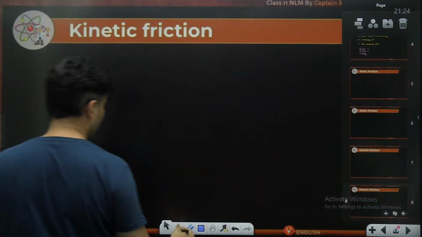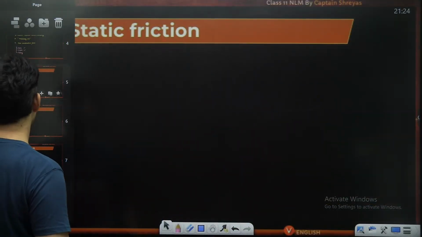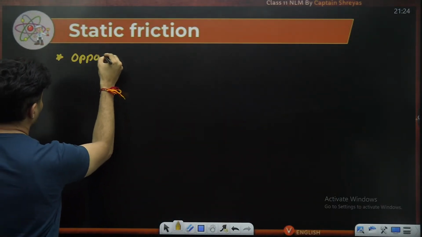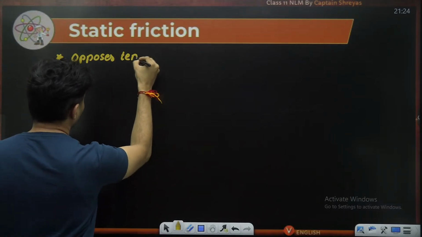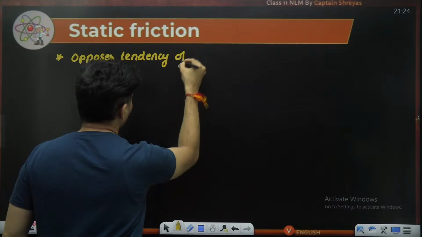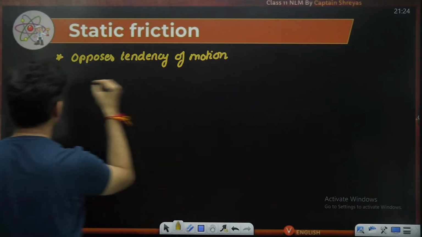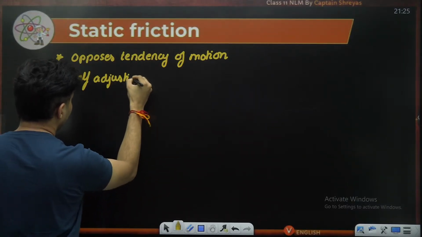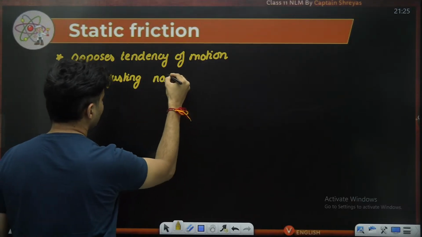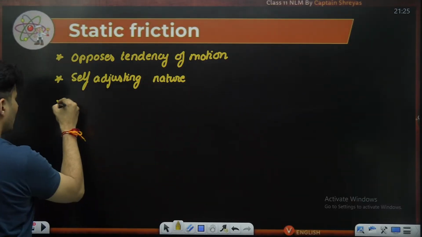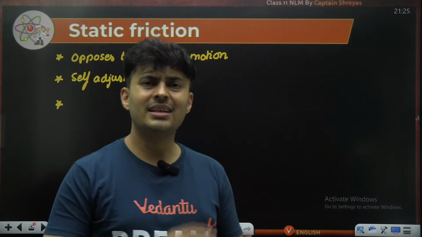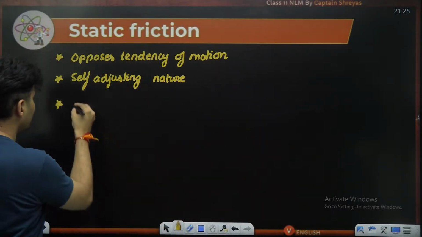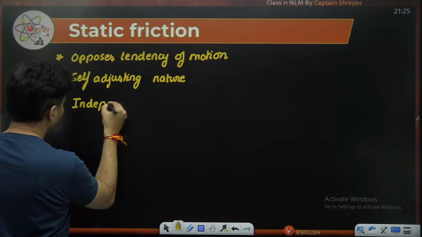So let's write down the notes over here. Starting off with static friction first and then kinetic friction. So static friction always opposes the tendency of motion. That's the number one thing. Second thing, it is self-adjusting in nature. Another thing which I could not show in the demo, but it is true. It is independent of the area of contact. It's not like small area versus big area, more friction, less friction, nothing like that. It's independent of area.